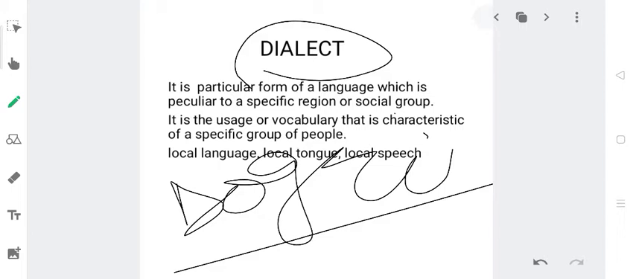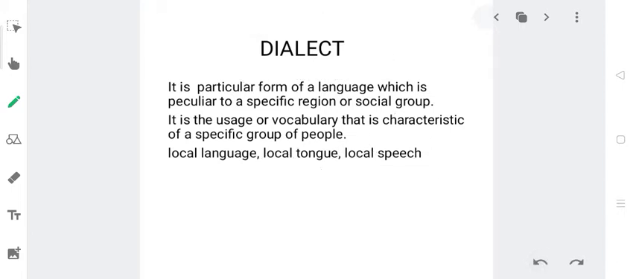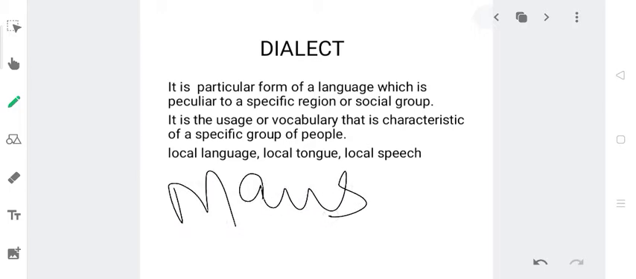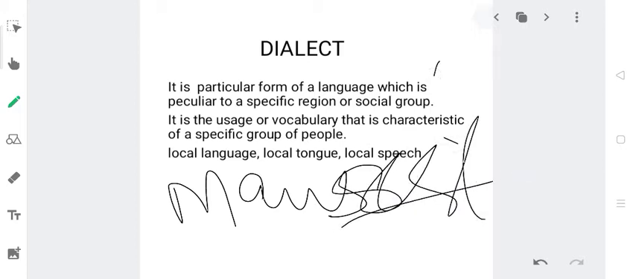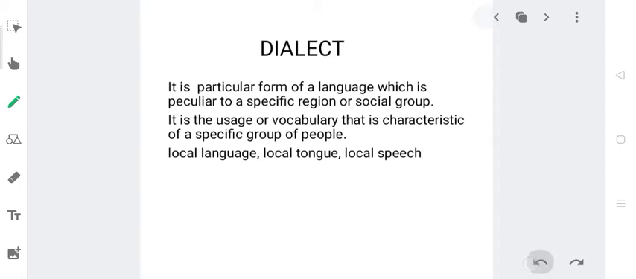And another very important thing that I want to communicate here is that a dialect doesn't have its manuscript. A dialect doesn't have its manuscript. What is a manuscript? Let me explain. Say, for example, English is written in English. These alphabets may be called the manuscript of the English language.